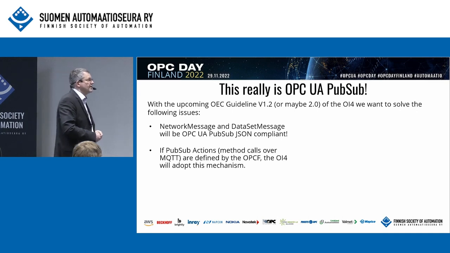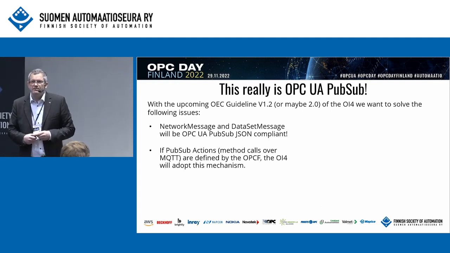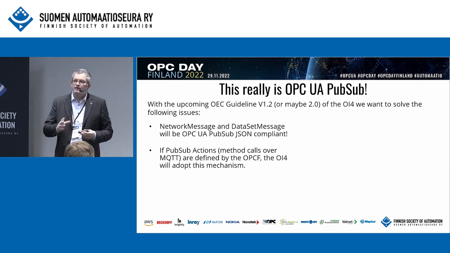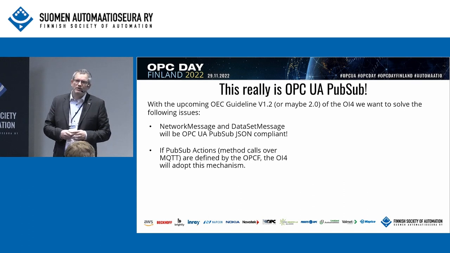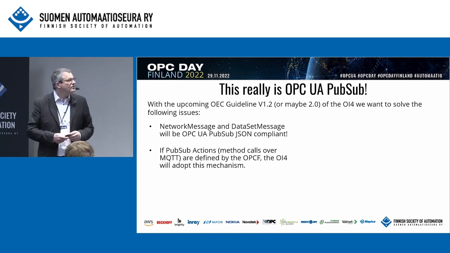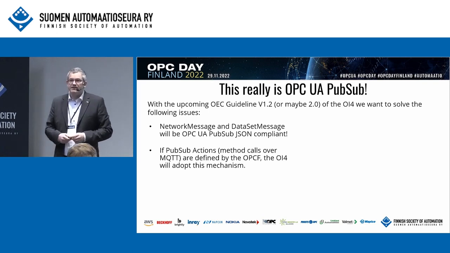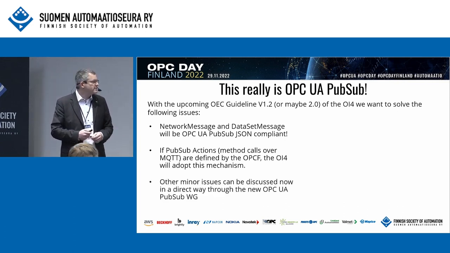We also want to adopt the PubSub actions because we need them. This is also something where we have a prototype doing that in our own way. We showed that to the working group. They said, yeah, this is a straightforward way, but we had some problems there. We were thinking about that too. So they have a better idea now, and if this is coming to the next standard, we also want to adapt these mechanisms for calling methods over the MQTT message bus.